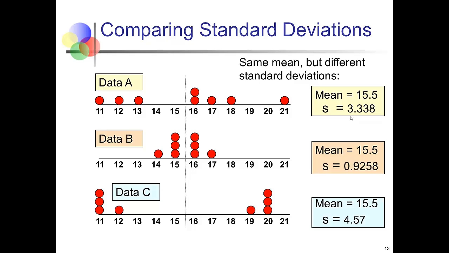So this standard deviation is 3.338, bigger than our 0.9. And notice if we lump the data all the way at the ends of this number line here, our standard deviation gets even bigger. The more spread out the data, the bigger the standard deviation.